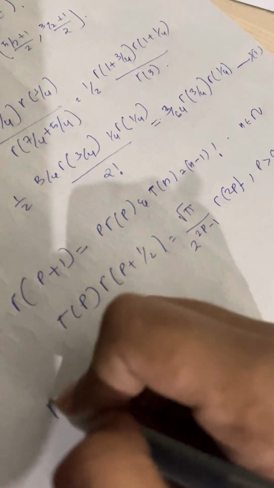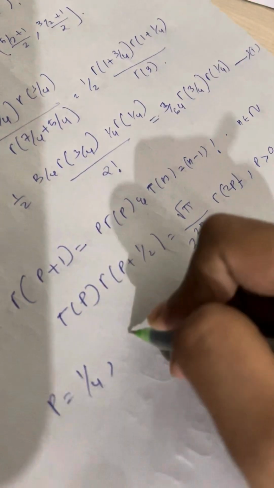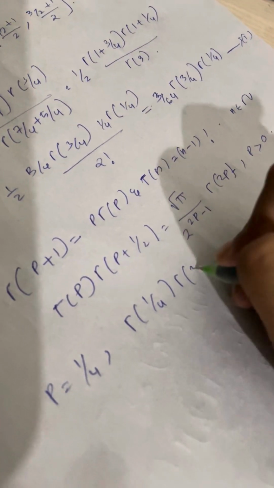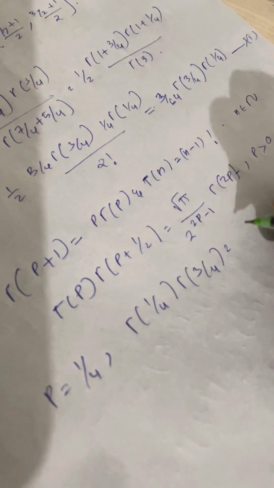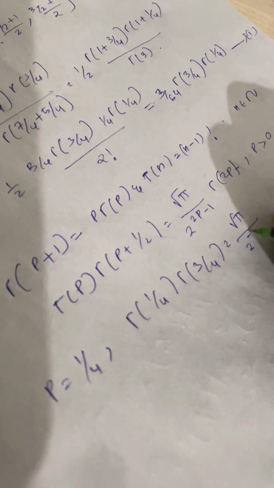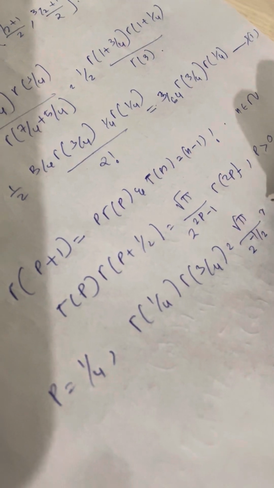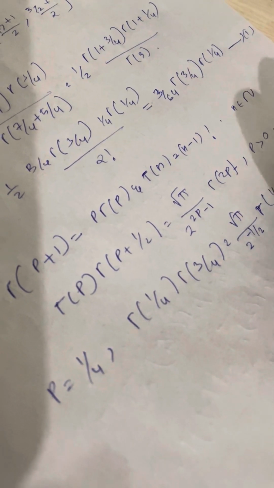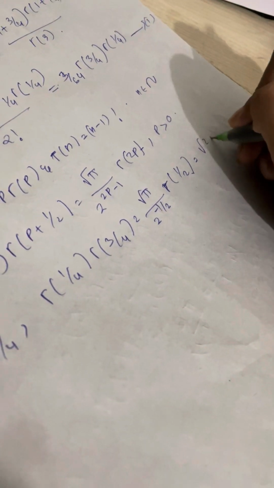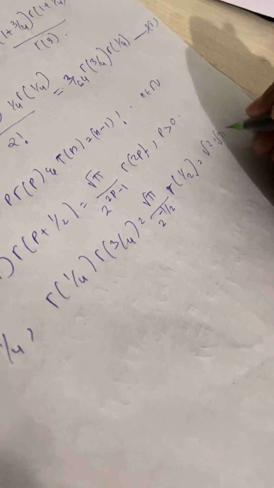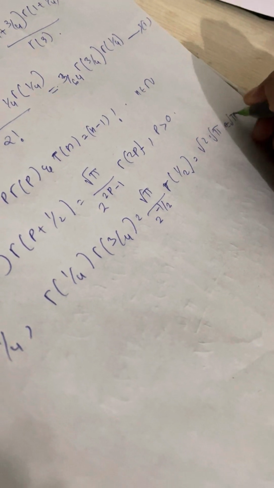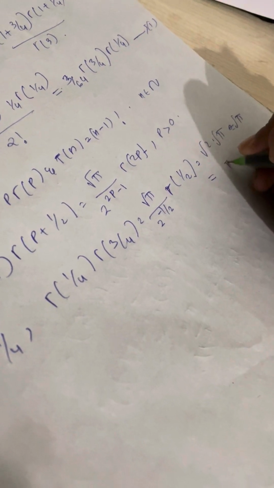Hence, putting p equal to 1 by 4, then gamma of 1 by 4 into gamma of 3 by 4 is equal to root pi by 2 raised to minus 1 by 2 into gamma of 1 by 2, which is equal to root 2 into root pi into root pi, which is equal to pi root 2.